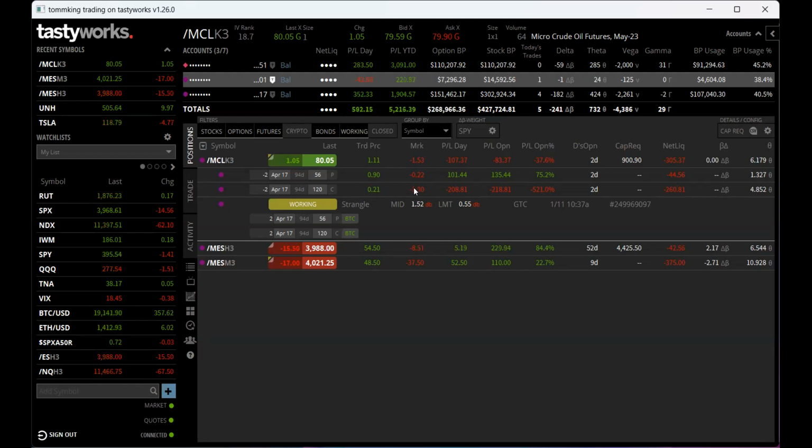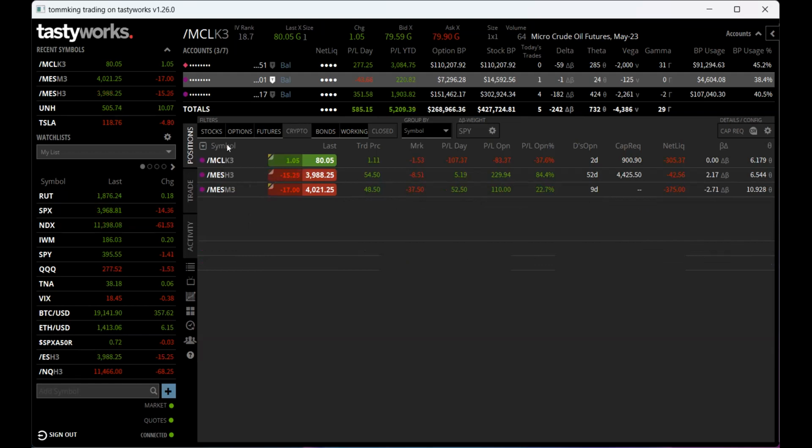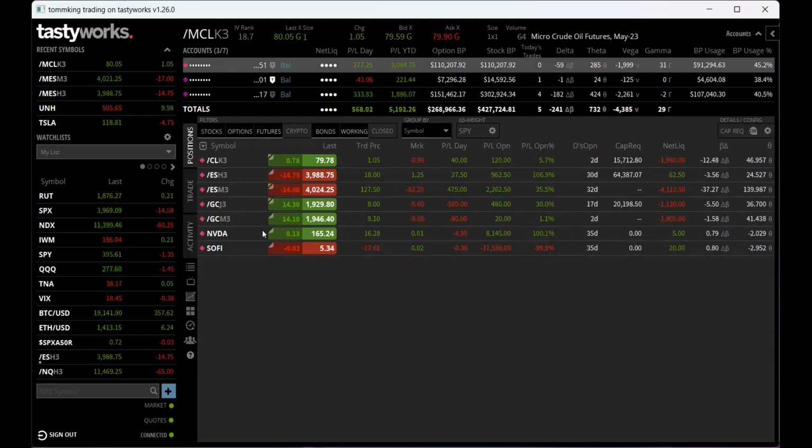But so on Tastyworks, this mid price is way off. It's off by well over like $1.10 or something. Very strange. So it's showing a loss on the day, but we're really up on the day. And then let's take a quick look. Ignore my huge SoFi thing here. That was a carryover from another account that I brought in here.